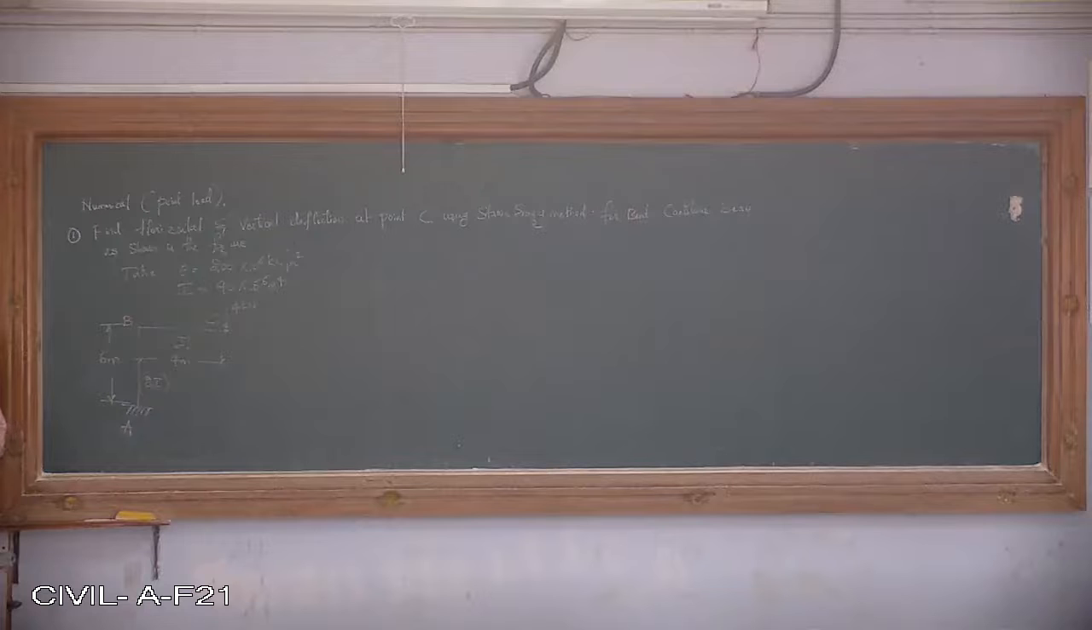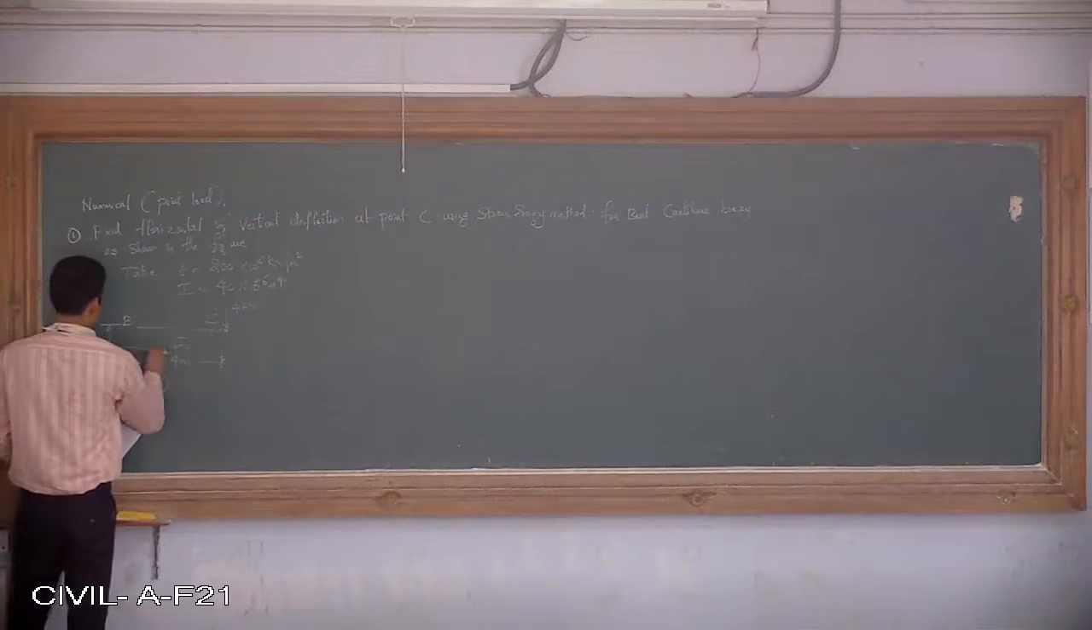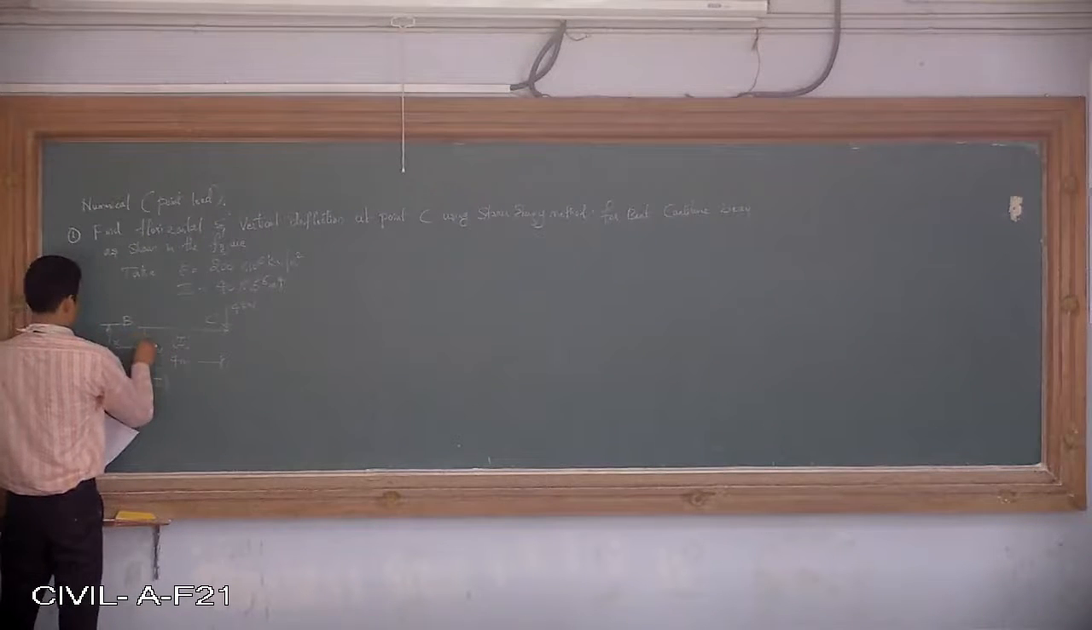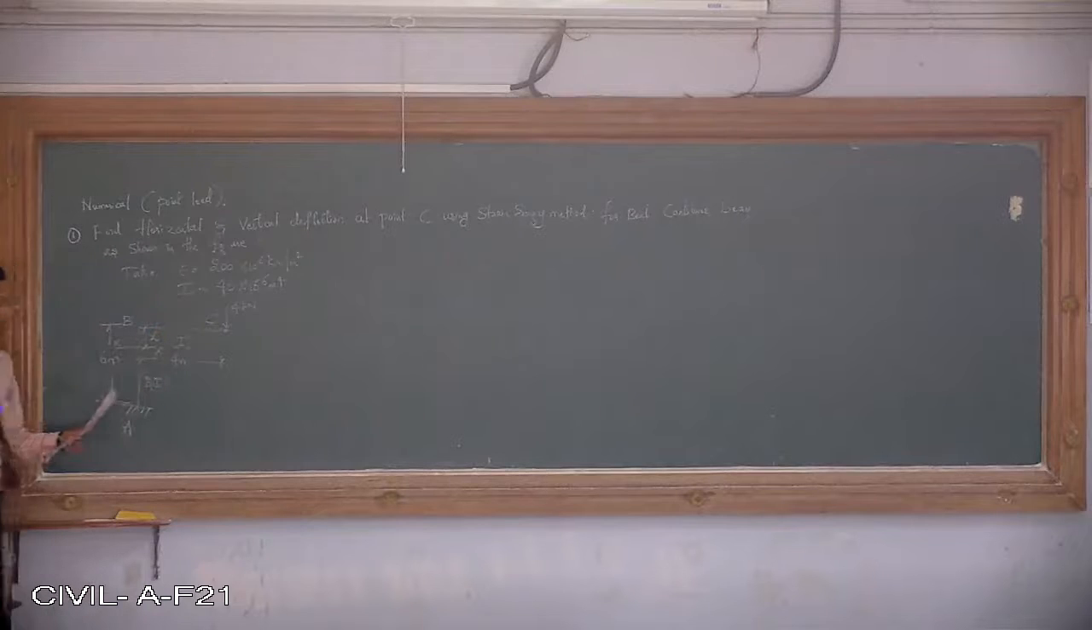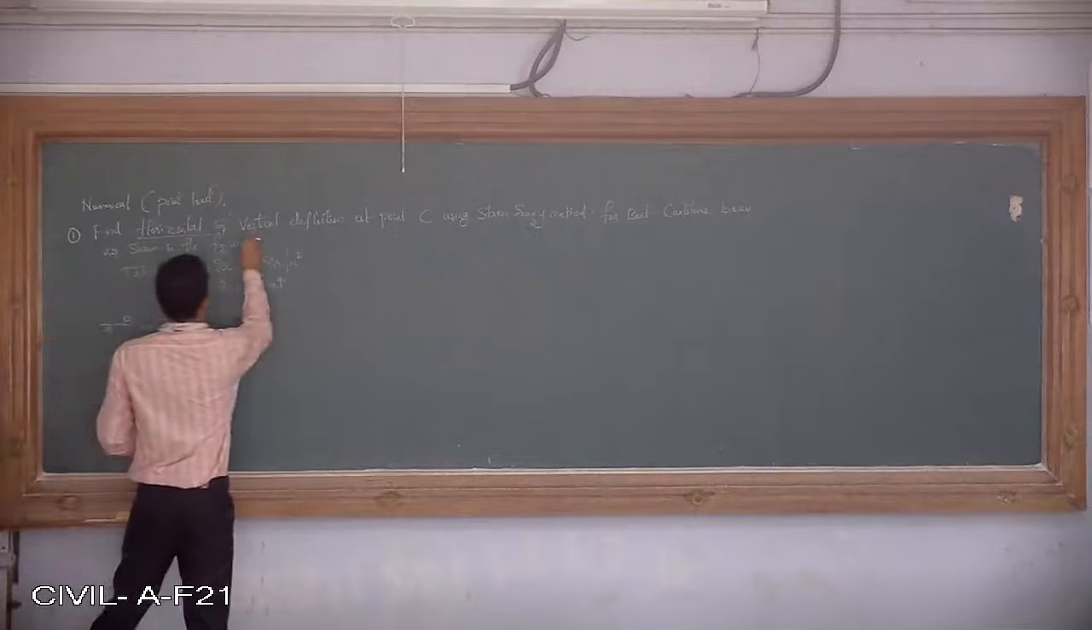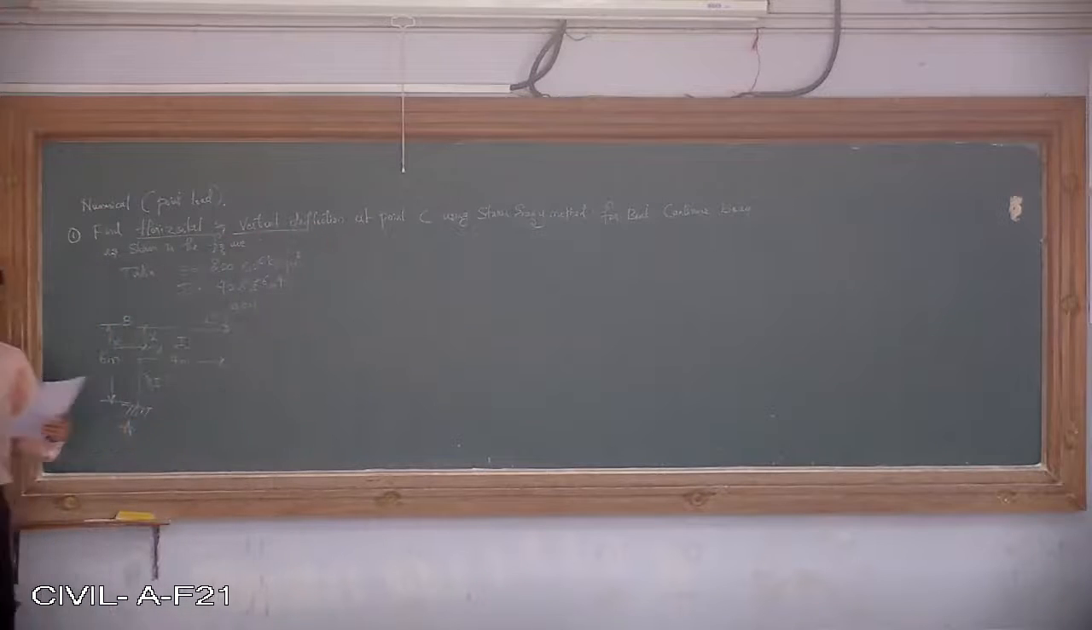First and foremost step, to have a section, we need to cut a section. So we need to cut a section for BA. I'll have the section XX at distance X from the beam BC. What is he going to ask? He is asking you to find horizontal and vertical deflection both. We have a vertical load, so of course we'll get vertical deflection.